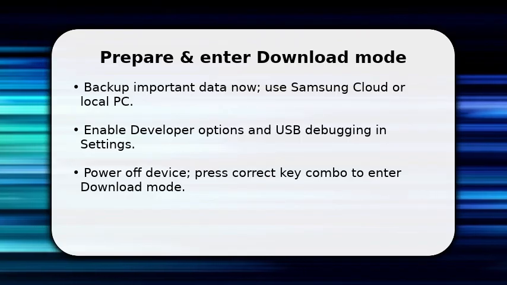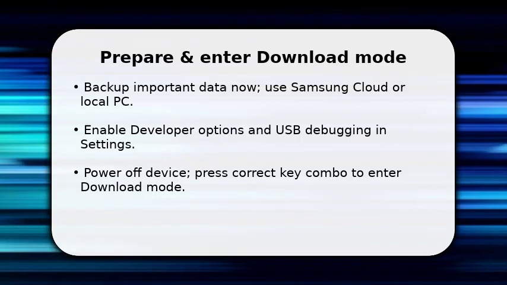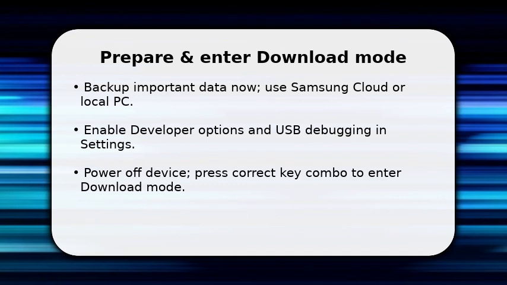Now power the phone off and use the correct button combination for your model to boot to download mode. This is essential because the downgrade tool works only from download mode.